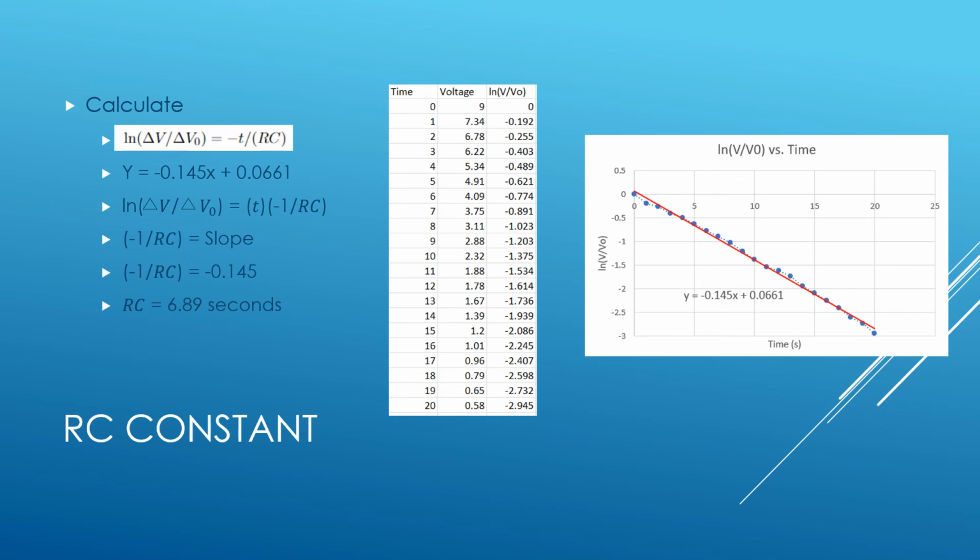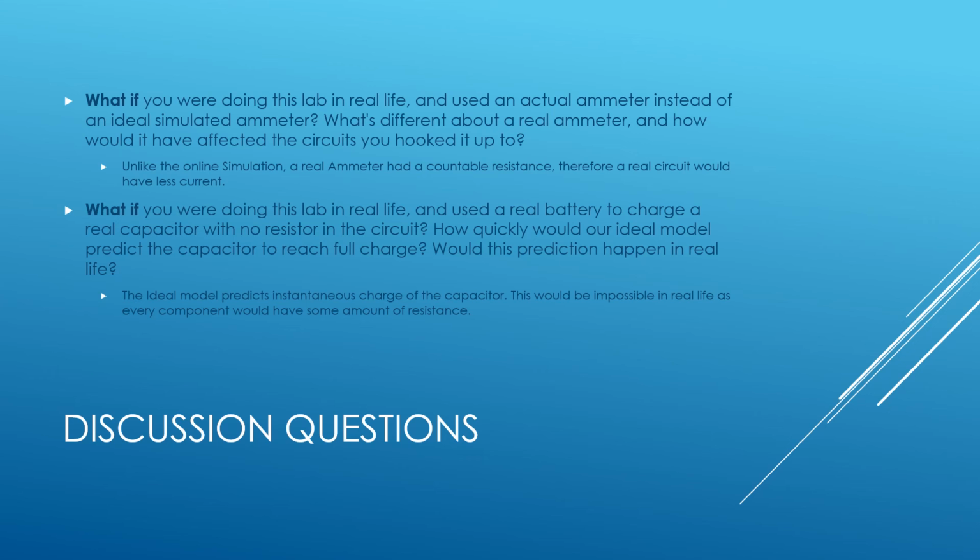So now we have to find the RC constant, which we can find via the given formula. To find the RC constant, we have to plot the natural log of total voltage divided by initial voltage as a function of time. The slope of this is equal to -1 over RC, which we can find that RC will equal 6.89 seconds. So now for some discussion questions.